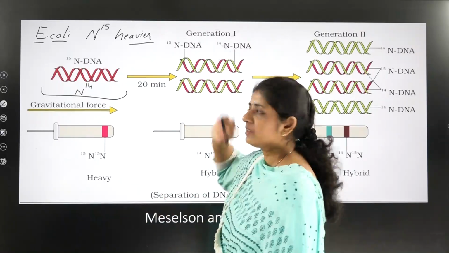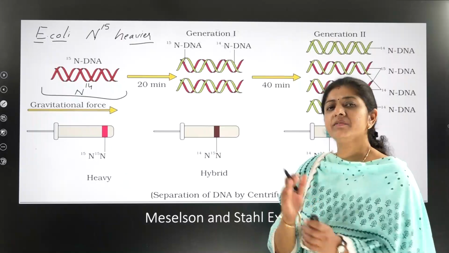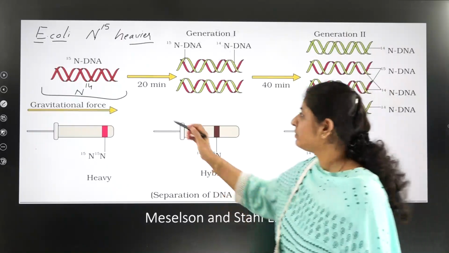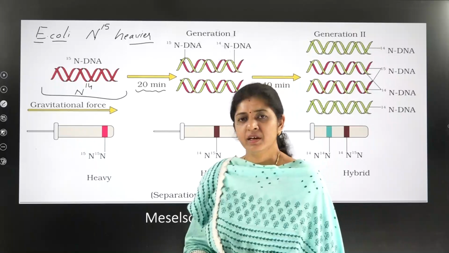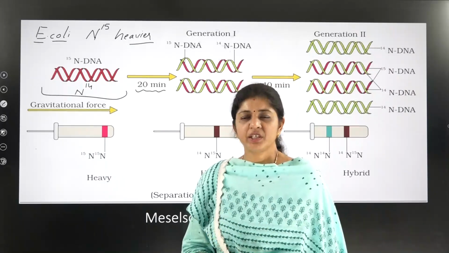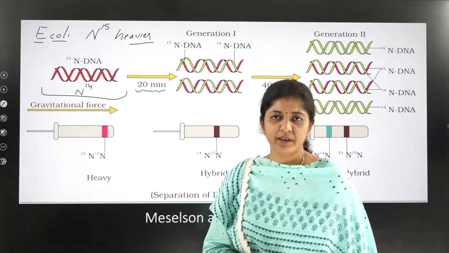So this is the first generation, which has two molecules of DNA, or you can say one cell divided into two cells, and this will take 20 minutes. 20 minutes for complete division of the cell, but 18 minutes for replication. The remaining 2 minutes is for cytokinesis, meaning the final division of the cell.